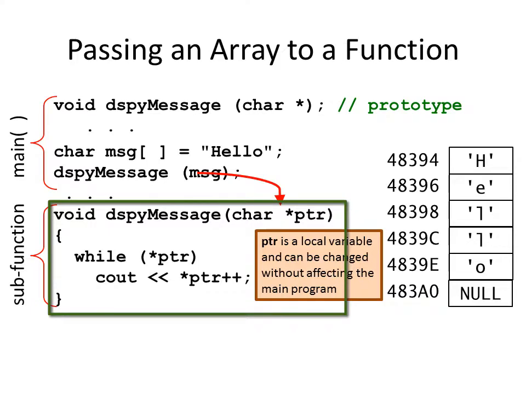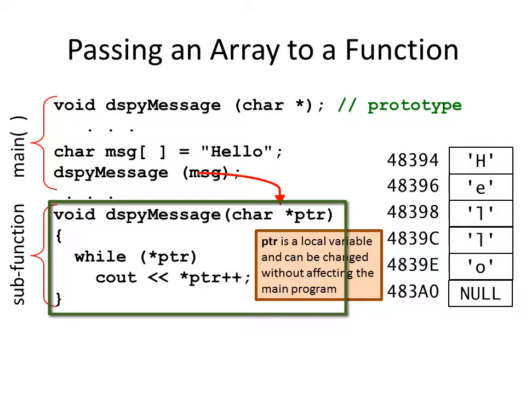So inside the function, I say char star ptr. I'm going to receive the address of the string, and it's going to be stored in a local variable called ptr. That's a local variable just inside the subfunction display message. I can do anything I want, change it, increment it, decrement it, whatever I need to do, because I'm not going to modify anything inside the main program.